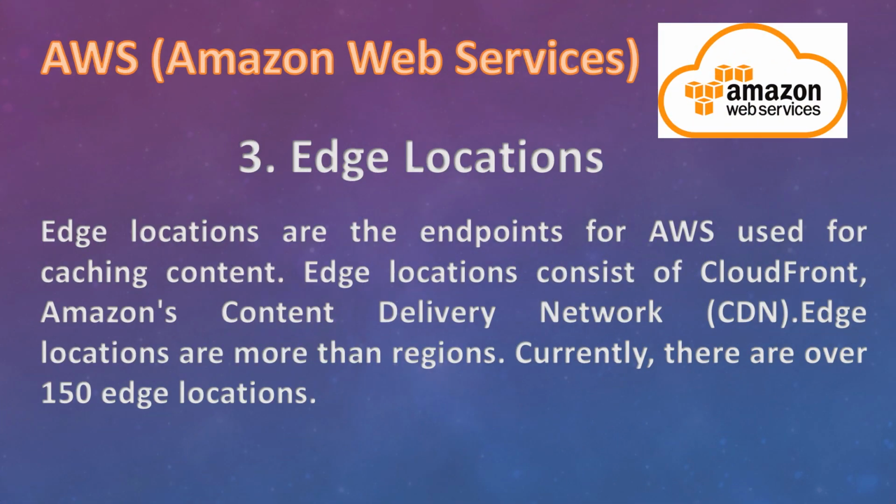After region and availability zone, third global infrastructure is edge locations. Edge locations are the endpoints for AWS used for caching content. Edge locations consist of CloudFront, Amazon's Content Delivery Network, CDN. There are more edge locations than regions. Currently, there are over 150 edge locations.